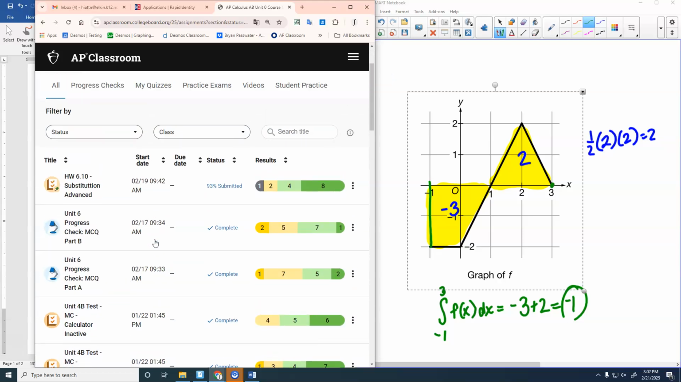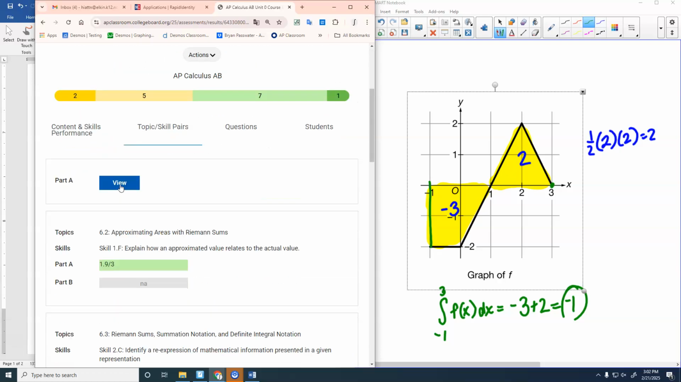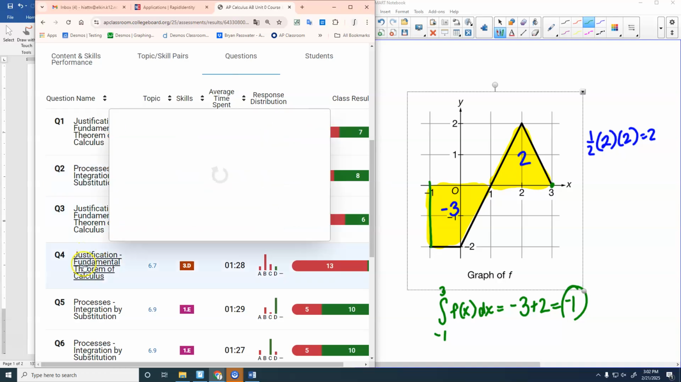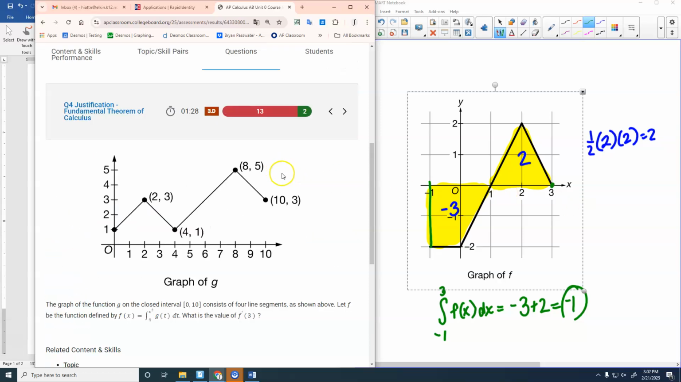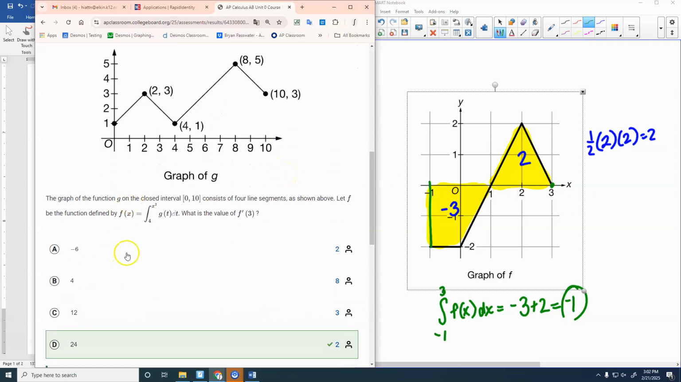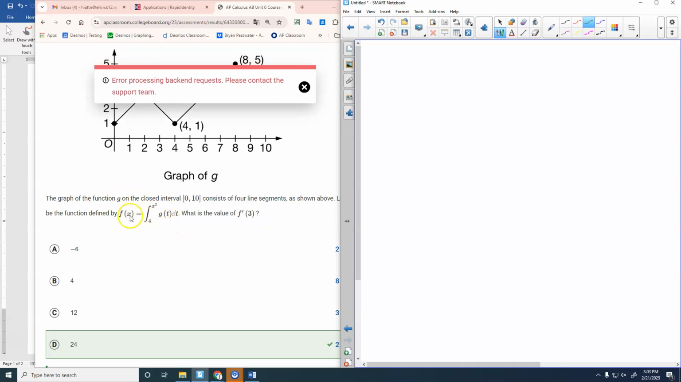Let's look at the other part and see what this one is. Okay, there's several of these on the progress check. This problem gives you f of x, and it tells you it is the integral from 4 to x squared of g of t dt. And then it wants to know the value of f prime of 3.